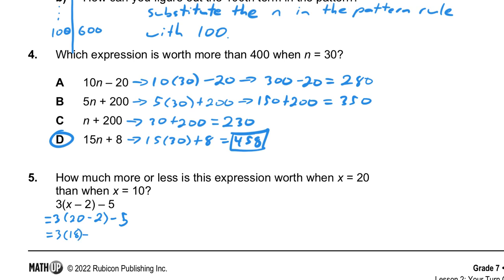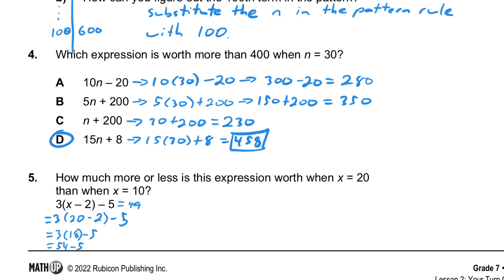3 times 18 minus 5. Now we have to do the multiplication here. 3 times 10 is 30. 3 times 8 is 24. So that would be 54. So we have 54 minus 5. And the whole thing is going to be worth 49 when x is 20.